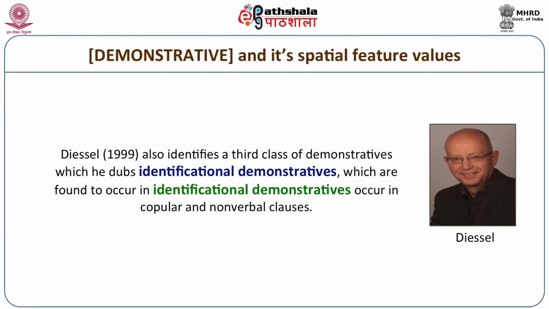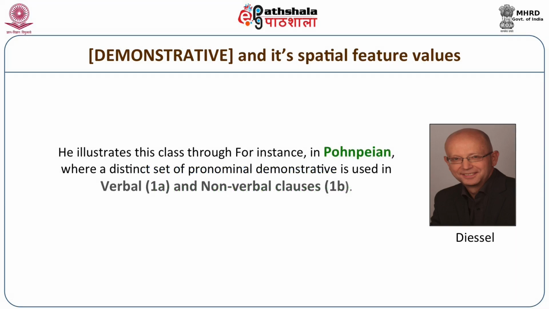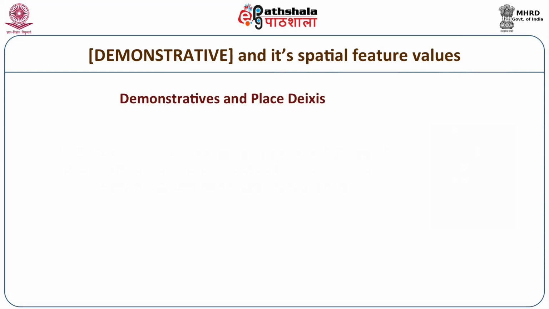There is also a third class of demonstrative, as proposed by Diessel 1999, which he calls identificational demonstratives, which are found to occur in copula and non-verbal clauses. He illustrates this class through Pohnpeian, where a distinct set of pronominal demonstratives is used in verbal and non-verbal clauses. Demonstratives indicate essentially place deixis.